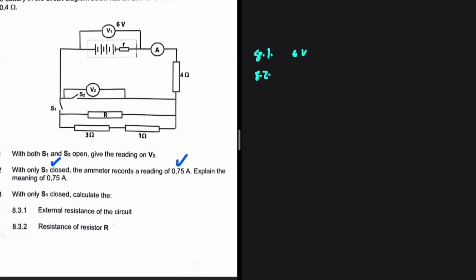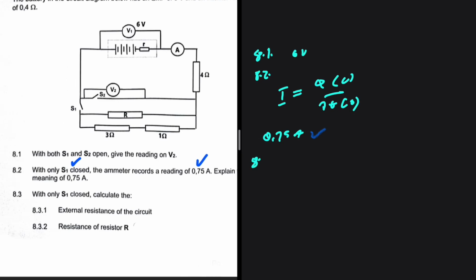Explain the meaning of 0.75 ampere. So we know that the current is equal to the charge in coulombs divided by the time in seconds. So if the reading on the ammeter is 0.75 ampere, then this tells us that 0.75 coulombs passes a point in 1 second.